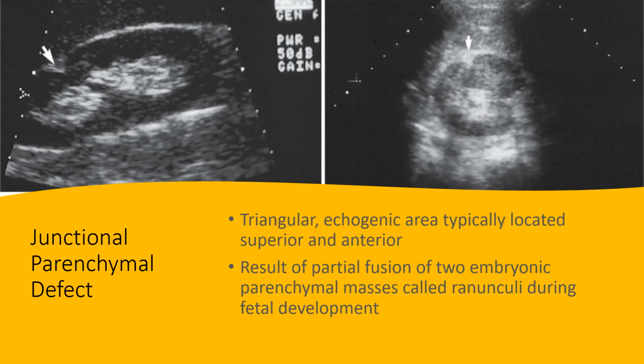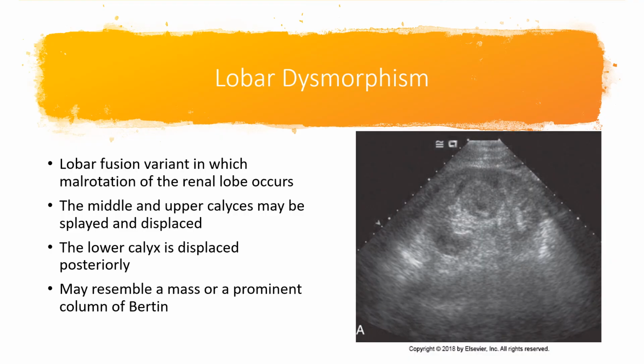Junctional parenchymal defects, I like to think of these as the chocolate chip cookie that's missing a chip. It's like somebody either took a little bite out of the cookie or popped off one of the chocolate chips that sit on the edge. What you get is a little triangular sort of indentation into the cortex of the kidney. We can see it there where the arrows are and where I'm pointing out the little V. It's triangular, it's usually echogenic, typically located in the superior and anterior part of the kidney, and it's the result of a partial fusion of two embryonic parenchymal masses called renunculi. They're a part of normal fetal development, but what happens is they don't quite fuse correctly, so you get this little parenchymal defect.